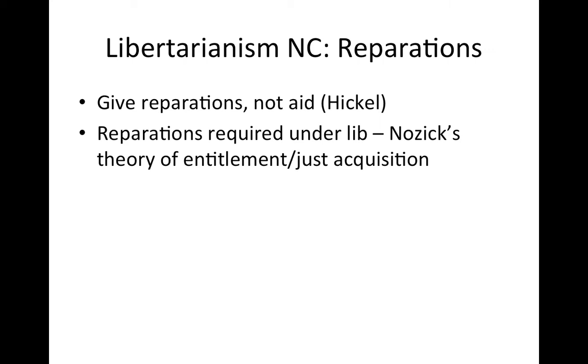The next iteration of the Libertarianism NC is to read it with a reparations counterplan. So the argument is just that we should give reparations, not aid, and that reparations are required under libertarianism. So this falls under Nozick's theory of entitlement, which says that we have to have just acquisition before we have any sort of entitlement to use our property. The claim would be similar to the corrective justice AC, which is that we have unjustly acquired wealth through stealing from developing countries through systems like colonialism and imperialism, which requires that we give the money back.